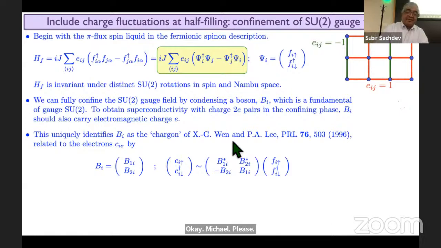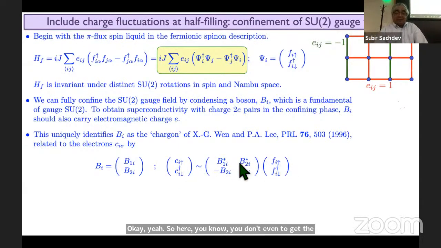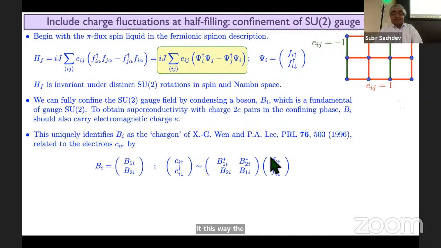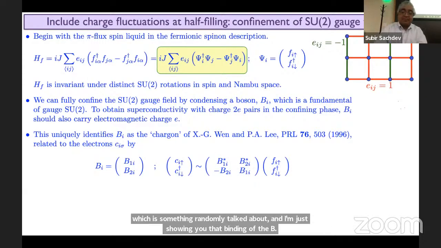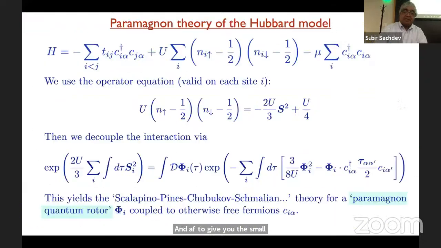Okay. So here, if you literally did this factorization, which is not what I'm doing, I only wrote this down, first of all, to give credit to where it was introduced first, and secondly, to give you the argument that this fixes the symmetry transformations. But I'm not actually doing this fractionalization. The way I'm getting the B bosons is the way I've described it. Because if you do it this way, the bosons carry charge, and they don't give you a Fermi surface at all. You don't even get any Fermi arcs unless you bind the B and the F together, which is something Wen and Lee talked about. And I'm just showing you that binding of the B and the F to give you the small pockets is much more simply done by this ancilla construction.